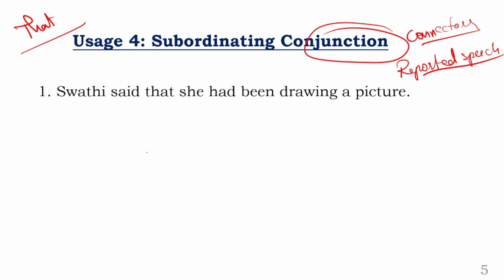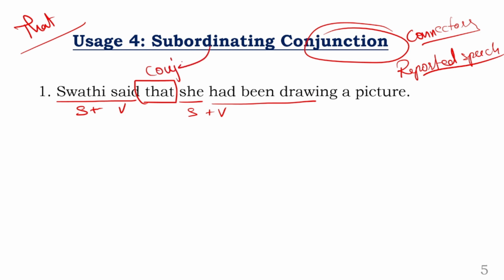Once look at this statement. What is this statement here? Swati said that she had been drawing a picture. The first clause, Swati said. Swati is a subject, said is a verb. And the second clause, she had been drawing, is a verb combination. So these two clauses are combined with the word that. So the word that here functions as a conjunction, and it should be treated as a subordinating conjunction.